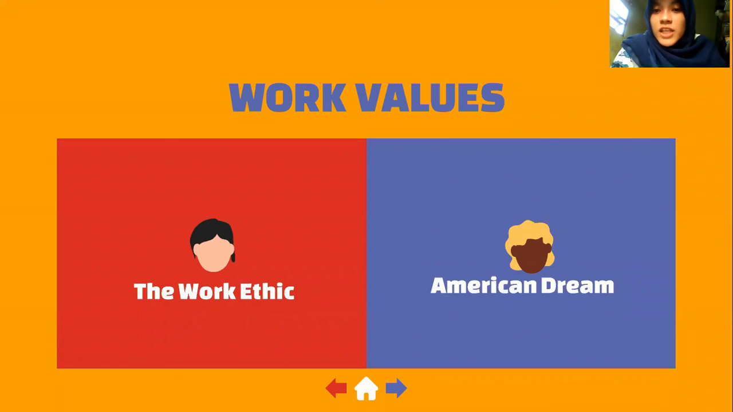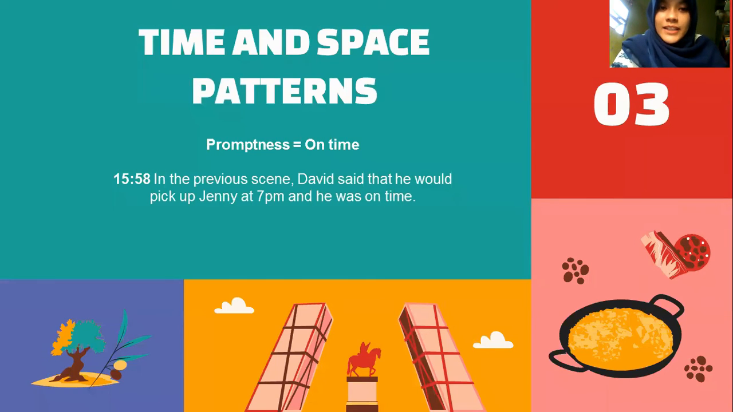In this scene, although Jenny was complaining about David's presence, Jenny's strong determination made her achieve her dreams and make her parents proud. Everyone can dream and have the opportunity to achieve their life goals, like Jenny did. And then time and space patterns. There are promptness patterns. In the first few scenes, David said that he would pick up Jenny at 7 p.m. and he was on time.